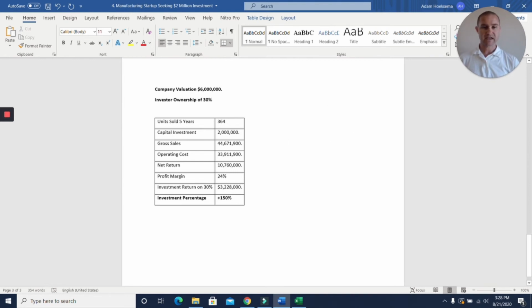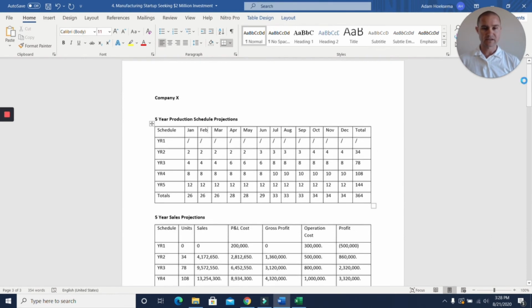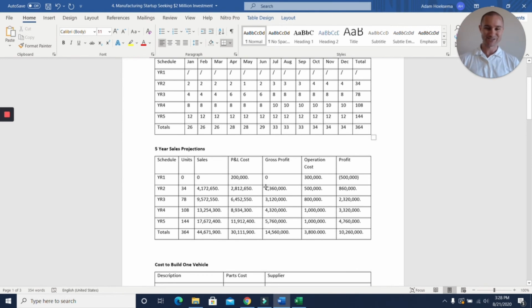So that's kind of the major critique of this model, is that, as an investor, I'd like to be able to come up here and start playing around. Well, what if you only sell 1 unit this month, 2 units this month? Okay, what does that do to my profitability, and what does that do to my cash flow? You can't see any of that because this is just in a Word document. It's not integrated, doesn't change any of these numbers here. And so that's a real issue.